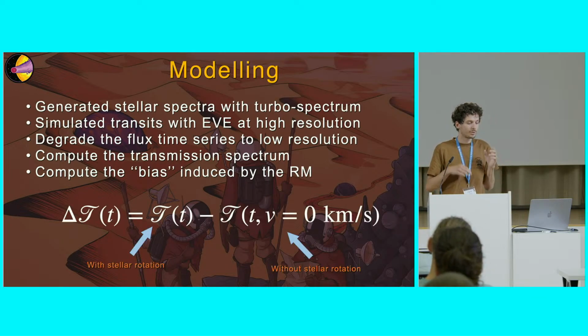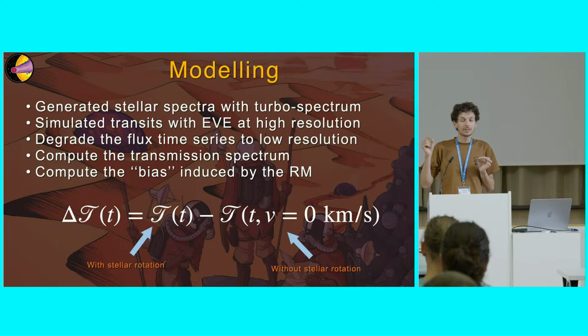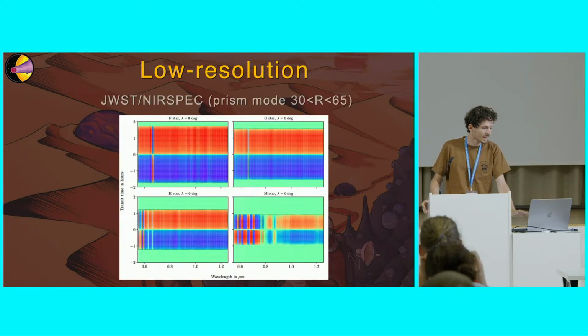I introduced to you what we call the bias induced by the Rossiter-McLaughlin effect, which is the transmission spectrum of our simulation minus the transmission spectrum of that same simulation but without the stellar rotation. So to really get a metric of the isolated effect.